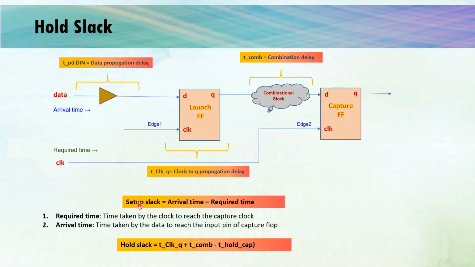Sorry, I should have written it as hold slack, my mistake, but it is hold slack actually. The formula for hold slack is arrival time minus required time. Required time and arrival time are the same here, the same as in the definition. If you calculate the arrival time of the data, it is the clock to queue delay plus some combinational circuit delay. That is the arrival time of the data.